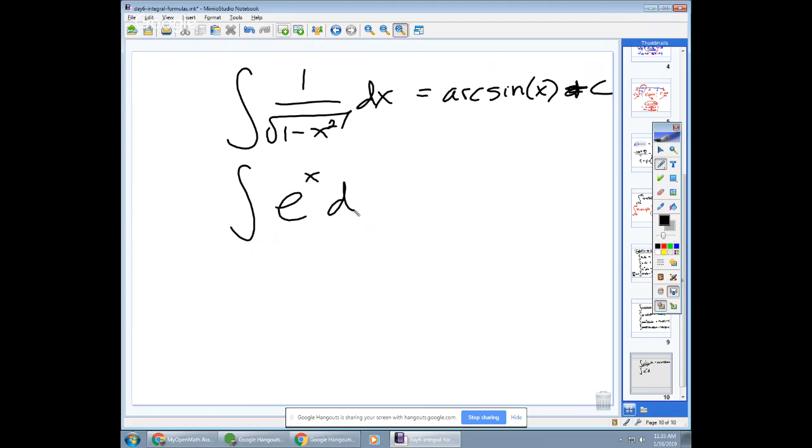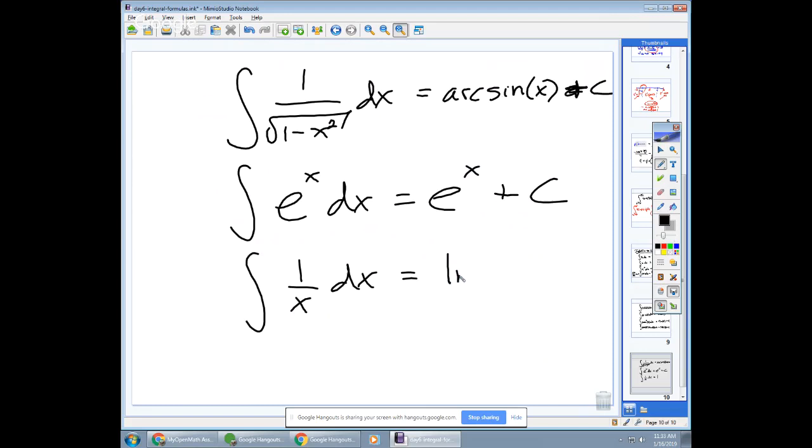Antiderivative of e to the x? E to the x. I love that one. Beautiful. We're going to have to hold off on the natural log. That's a tough one. We'll get that next week. But what about 1 over x? ln, yeah, it's the natural log, because the derivative of the natural log is 1 over x.